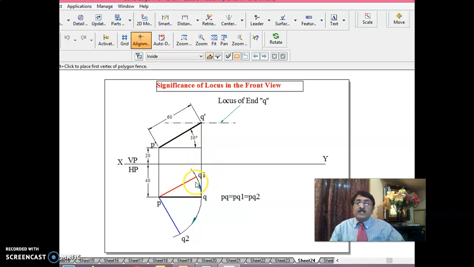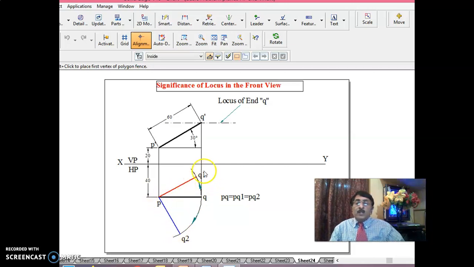This we'll find out, what exactly is inclination to VP, later on. Even in PQ2, random position PQ2, which is equal to PQ, the inclination to HP is the same. That is 30 degrees only. But the inclination to VP has changed. Initially PQ was parallel to VP. Now this is the inclination to VP, this is the inclination to VP.